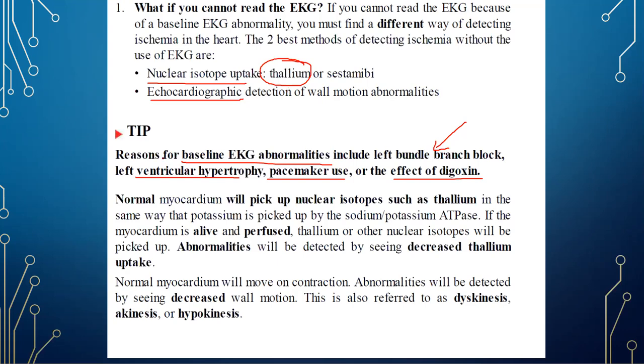How does thallium scan help you to find out coronary disease? Normal myocardium or heart muscle should pick up the nuclear isotope. If any part of the myocardium is not taking the isotope, then you should think that that part might have some abnormality or that part is ischemic. So that's why you do a thallium scan, to see if the whole myocardium is equally taking up the thallium or not. Clear? That's your thallium scan.